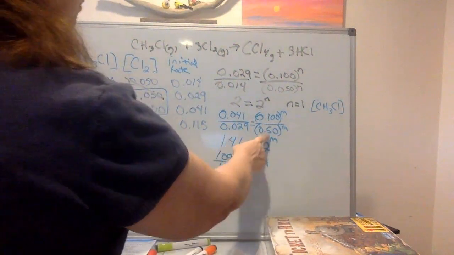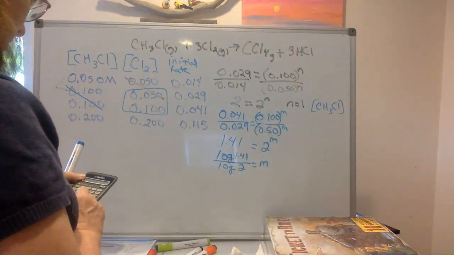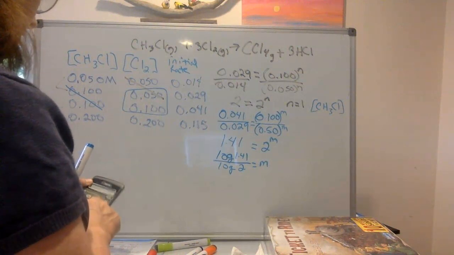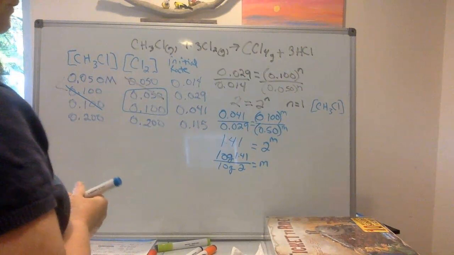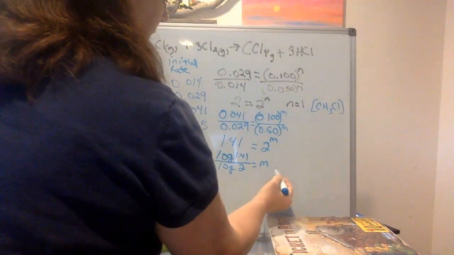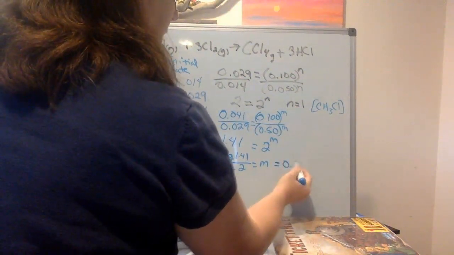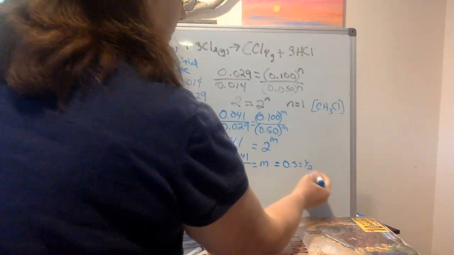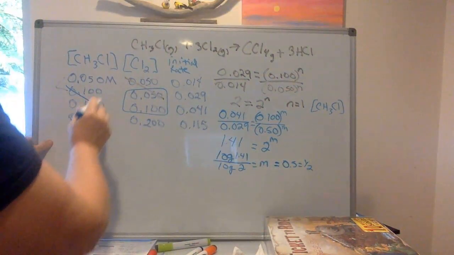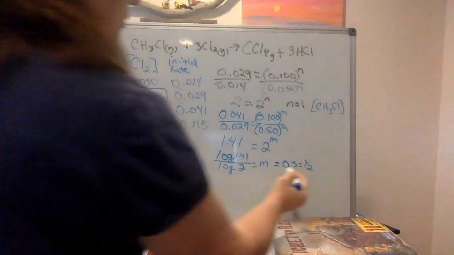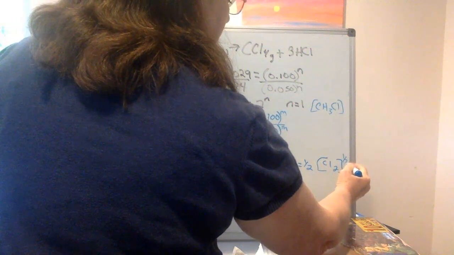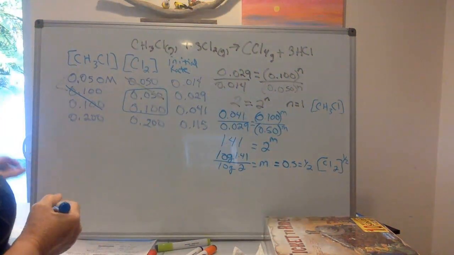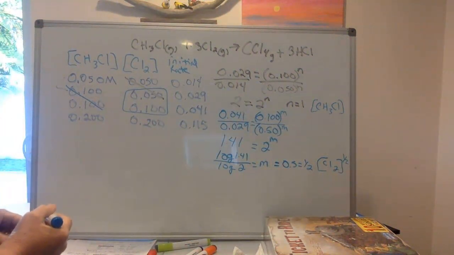Because some of you guys are familiar with how this is. So the square root of 2 would be 2 to the 0.5. And guess what? It's 1.41. So we know that m equals 0.5 or 1/2. So when we're writing the rate according to Cl2, it would be 1/2. So it's the square root of the concentration of Cl2 on this one.